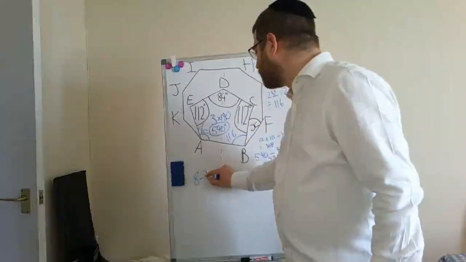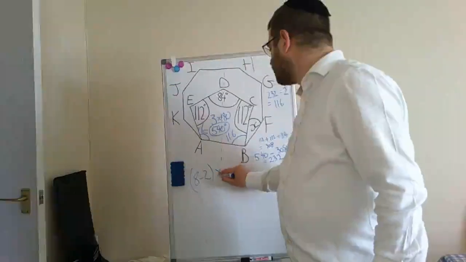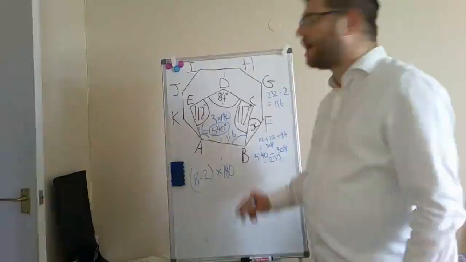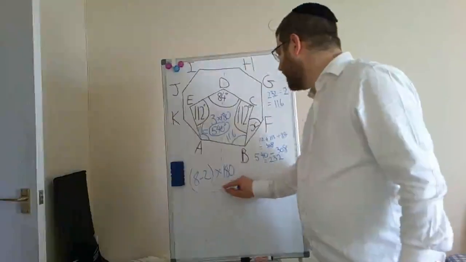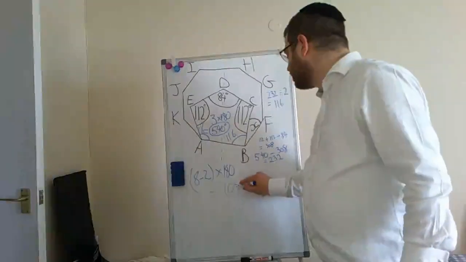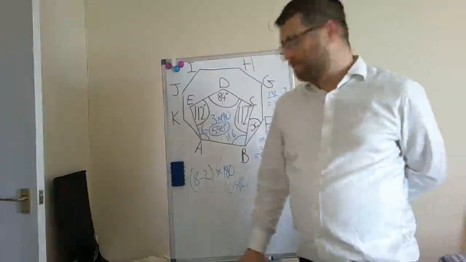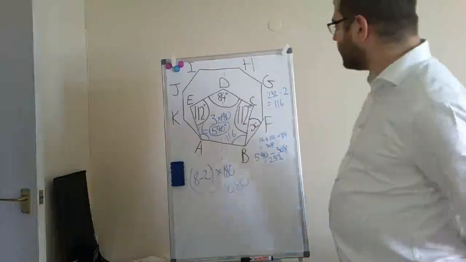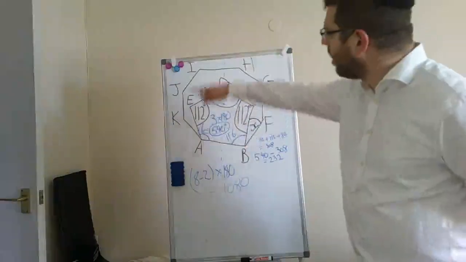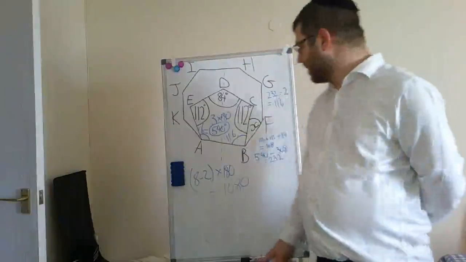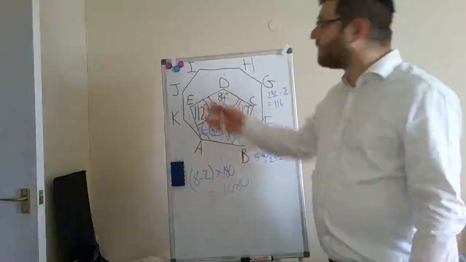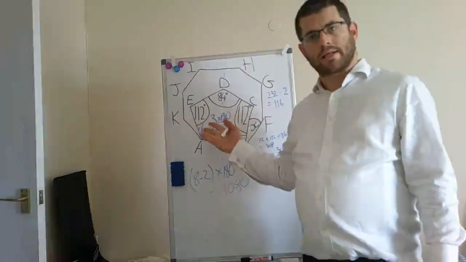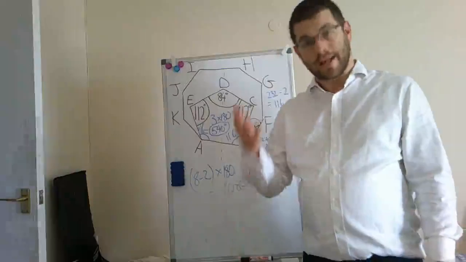Remember, you have to take away 2, multiplied by 180, which is 1080. 6 times 180 is 1080. That means the total interior angles of that octagon are 1080. Because it's regular, each of them are the same. Now an octagon has 8 sides, so an octagon has 8 interior angles.